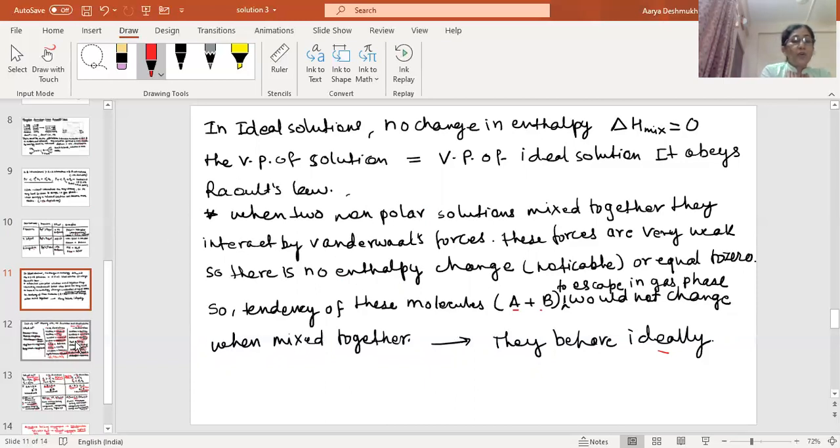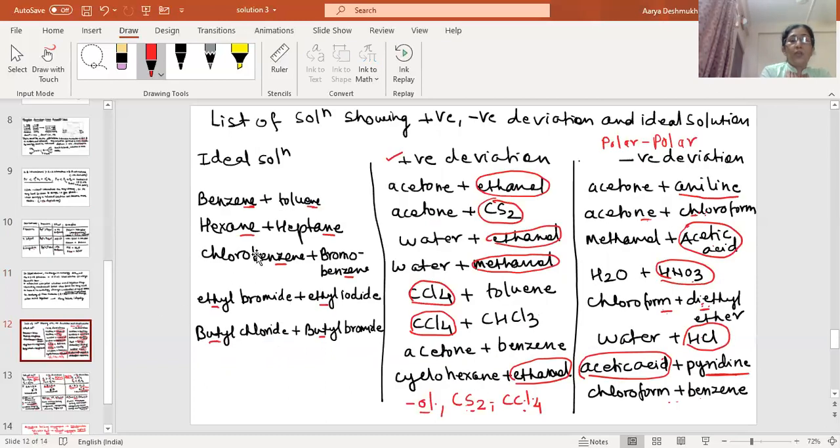But this is not true for all solutions. They show either positive or negative deviations from the ideal condition. These are some examples which show positive and negative deviation from the ideal solution. The ideal solutions are like benzene and toluene, hexane and heptane, chlorobenzene and bromobenzene, ethyl bromide and ethyl iodide, butyl chloride and butyl bromide. You might see something common here: hexane and heptane are both alkanes, benzene is a common term, the ethyl group is common here, and the butyl group is common here.